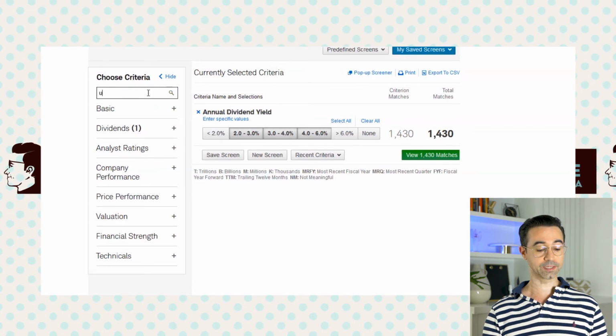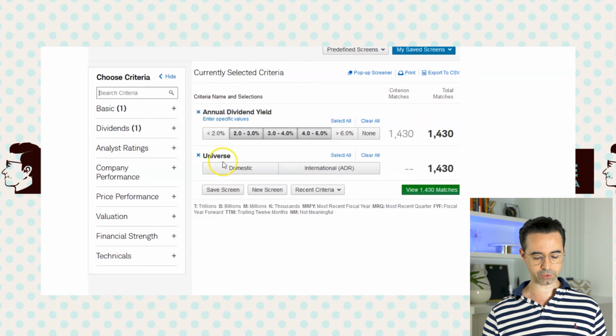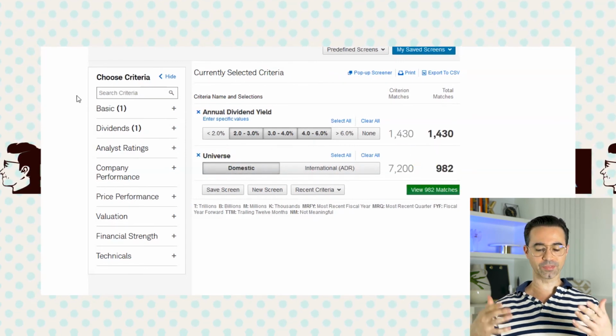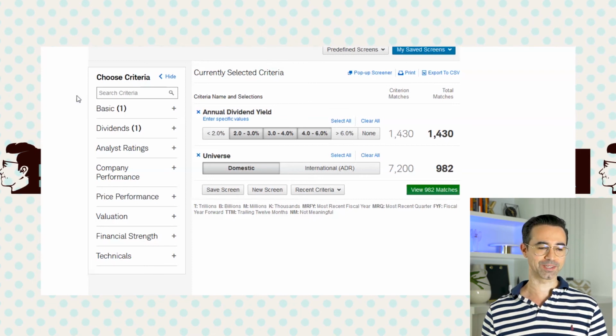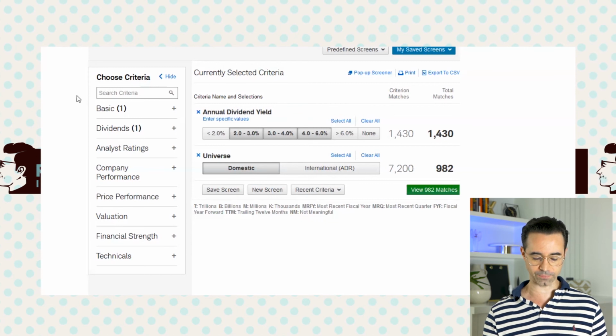So let's go into another thing. Let's use the universe and let's add domestic. Let's say we don't care about international companies, so only domestic companies. So now we're down from 1,430 all the way to 982 stocks. Still a ton of stocks, and we don't want that many, so we want to narrow this down even further.